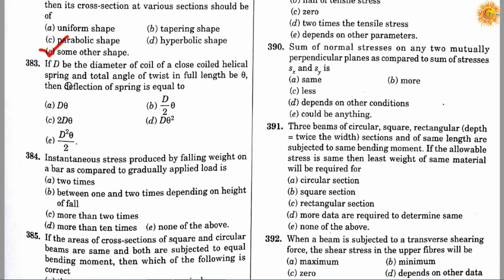Question number 383. If D be the diameter of coil of a closed coiled helical spring and total angle of twist in full length be theta, then deflection of spring is equal to option A D theta, option B D theta divided by 2, option C 2D theta, option D D theta square, and option E D square theta divided by 2. Correct answer is B. It will be D theta divided by 2.